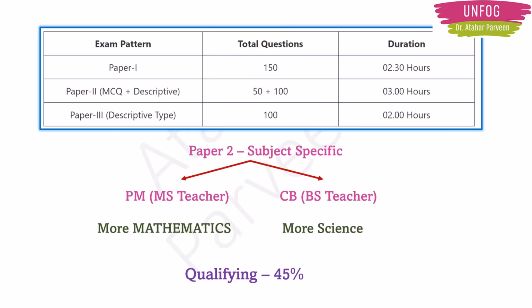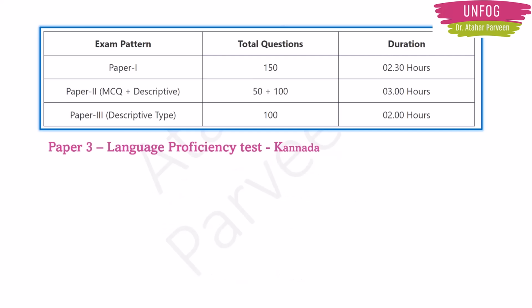And of course, as I already told you, in paper 2, at least 45% you should get, or else you will not be considered in the merit list after the result. Then the third paper is the language proficiency test, or Kaddaya Kannada, or competency test. So Kannada or Urdu. Here you should score at least 50% because it is a qualifying paper. If you do not score 50% in this paper, then your other two papers will not be evaluated or considered in the merit list.